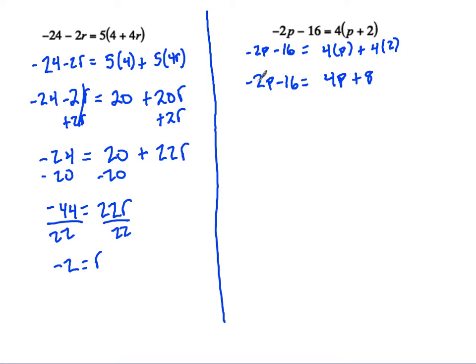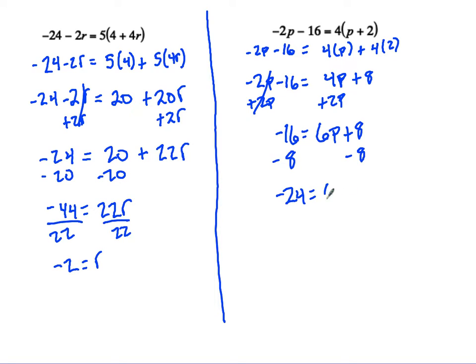Would I rather add 2p or subtract 4p? I want to add 2p. So that leaves me with negative 16 equals 6p plus 8. Now I can subtract 8. Negative 24 equals 6p, divided by 6, and negative 4 equals p.